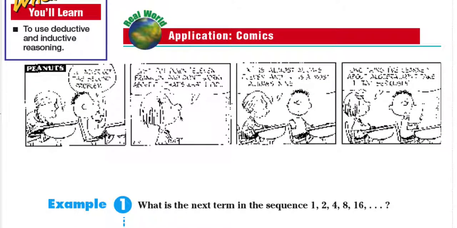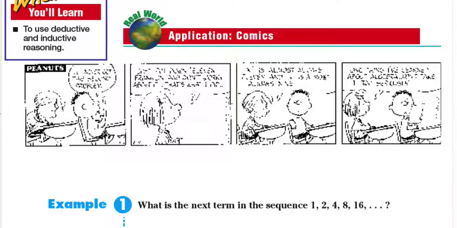You have Franklin and Peppermint Patty. In front is Franklin, sitting at his desk, and he says, "I'll never get this second problem." Then Peppermint Patty in the next frame says, "Just put down 11, Franklin, and don't worry about it. That's what I do. X is almost always 11, and Y is almost always 9."